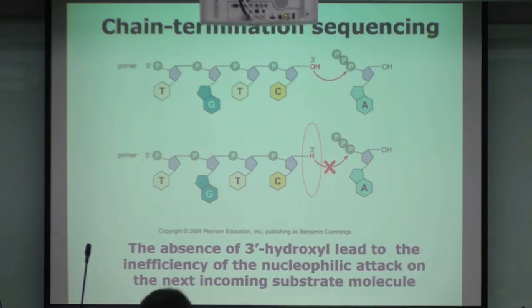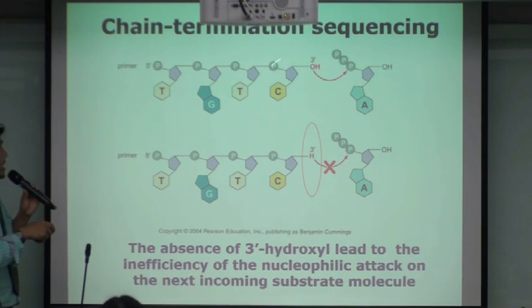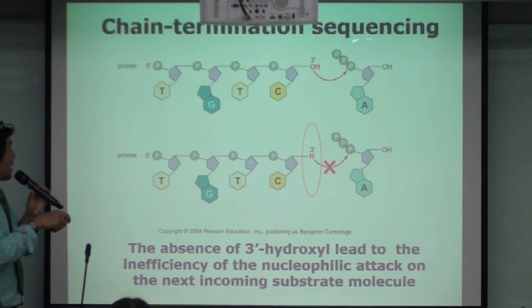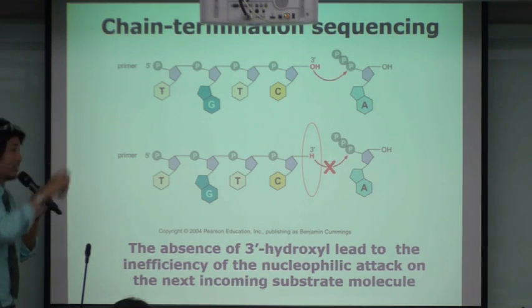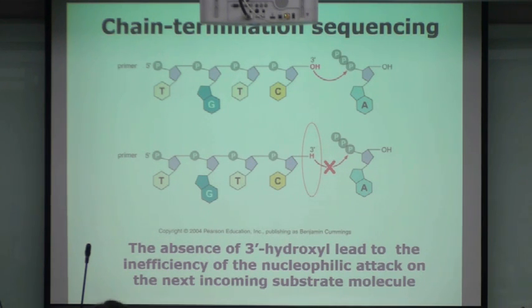So if the enzyme randomly picks the nucleotide with the 3' OH, it can continue with the polymerase reaction to continue the longer strand, right? However, if the enzyme randomly picks the dideoxy nucleotide as the last base, it can't continue the polymerase reaction.